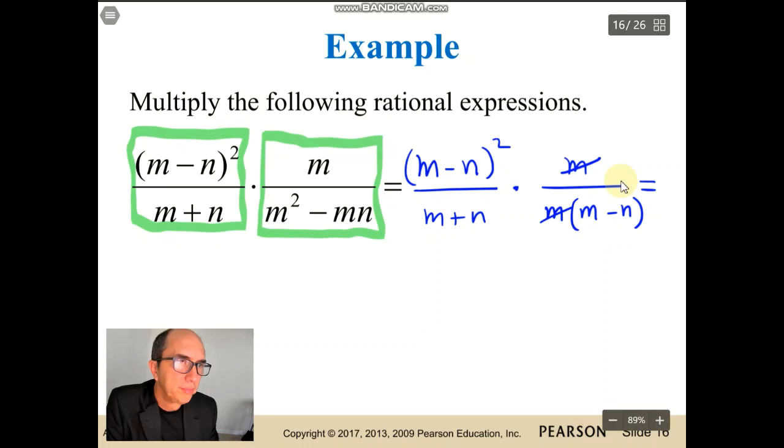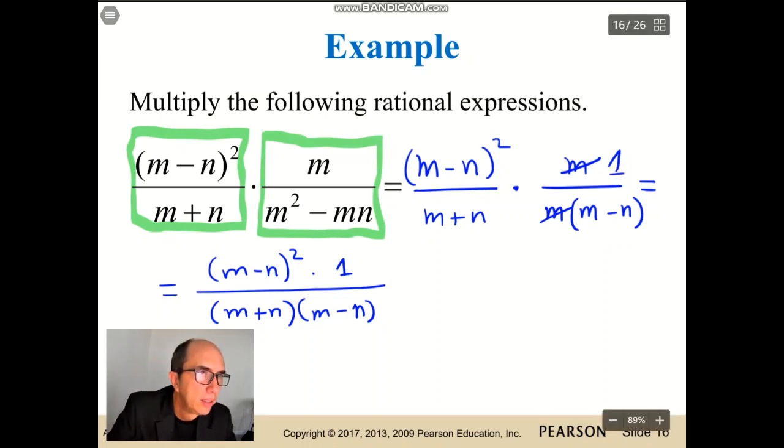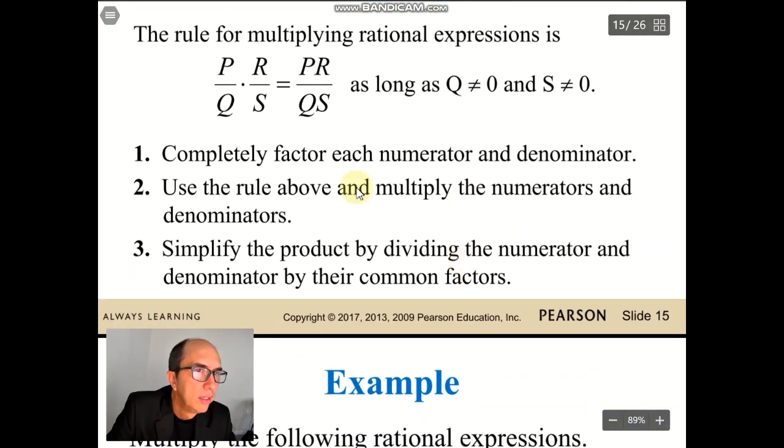Now we're going to multiply all the remaining factors on the numerators. That's going to be m minus n squared times 1 over m plus n times m minus n. This is how you do it, right? Remember the step by step: use the rule above, that means multiply all the numerators and then multiply all the denominators.